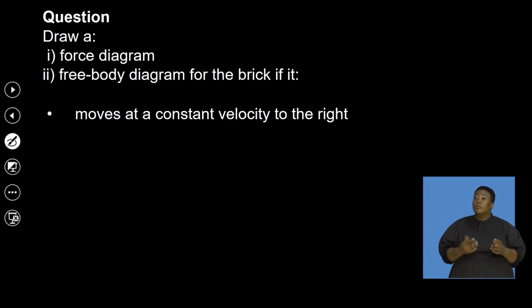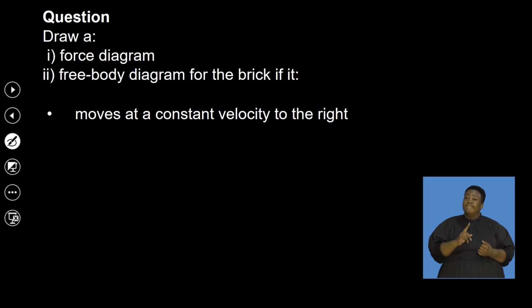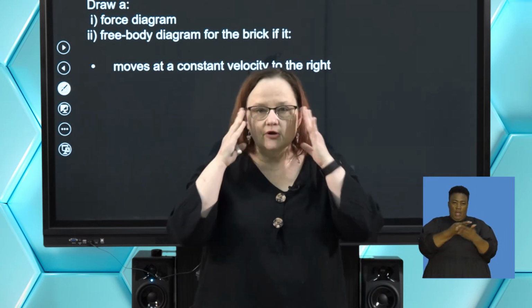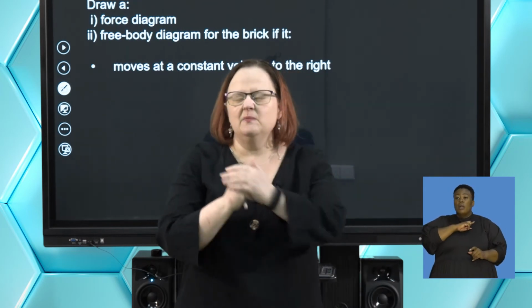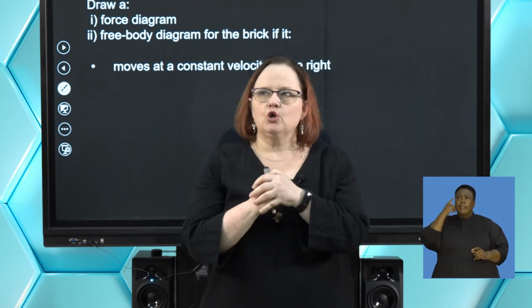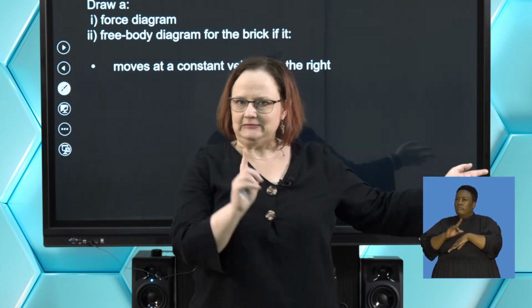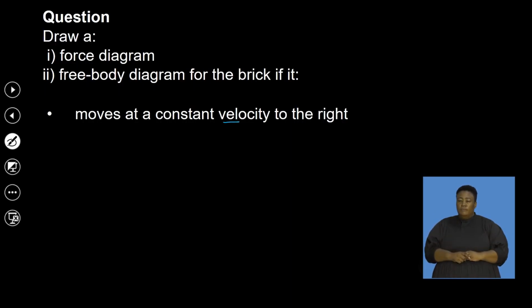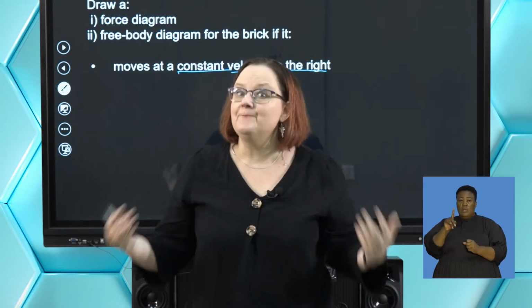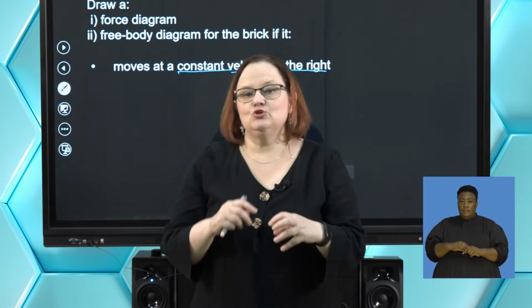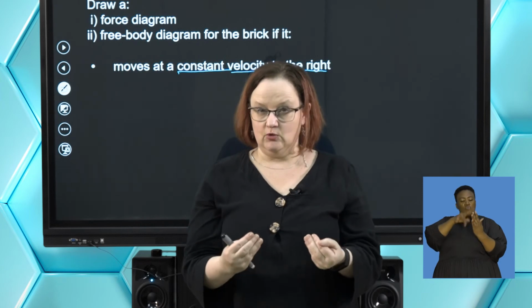Ooh, now same brick. Now it's going at a constant velocity to the right, and they want the same diagrams. Now we've got to be careful, because we're going to be very tempted at this point to go, well, it's moving to the right, so the force to the right must be bigger. No. Keywords: constant velocity. Constant velocity means balanced forces. Be careful. It's a trick. It's to make sure you're reading properly and you're understanding what we're asking you.